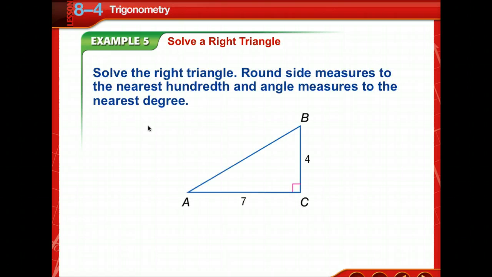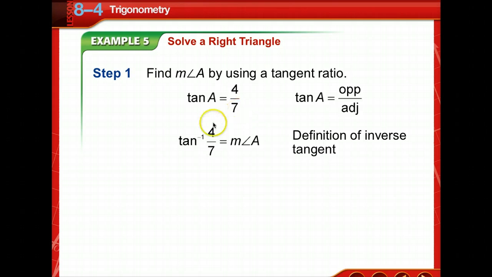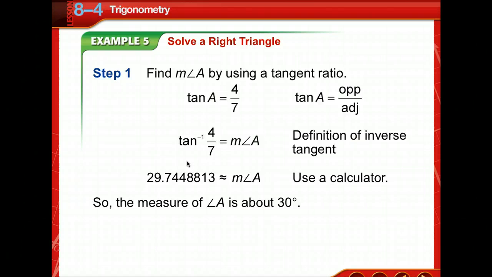Now, when you use given measures to find the unknown angle and side measures of a right triangle, this is known as solving a right triangle. To solve a right triangle, you need to know either two side lengths, or you need to know one side length and the measure of one acute angle. On this one, we're given the opposite and adjacent. We're given two side lengths, so we're going to use tangent. The tangent inverse of 4/7 will give us the measurement of angle A. Using the calculator, if we put second tangent 4 divided by 7 and enter, we get about 30 degrees.